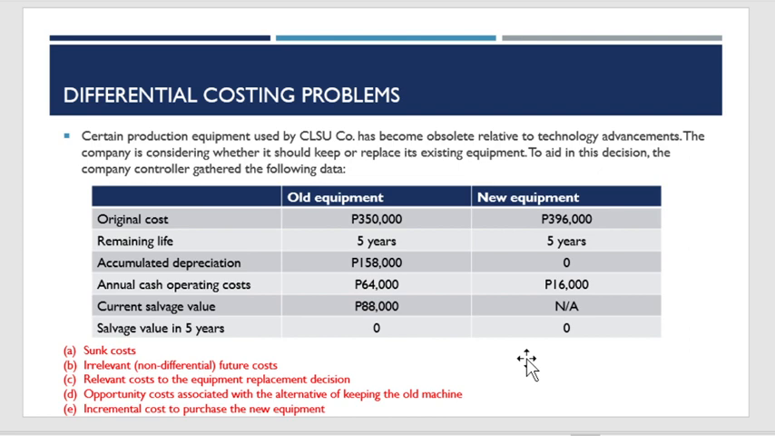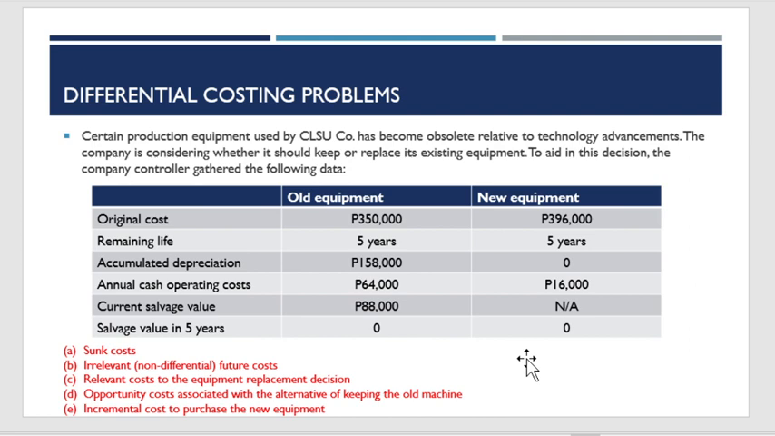So 396 minus 88,000 is 308,000. Ang original cost minus the salvage value of the old, and then you consider then the opportunity cost na 48,000 on this decision. So the question is, are you going to retain the old equipment or are you going to buy the new equipment?